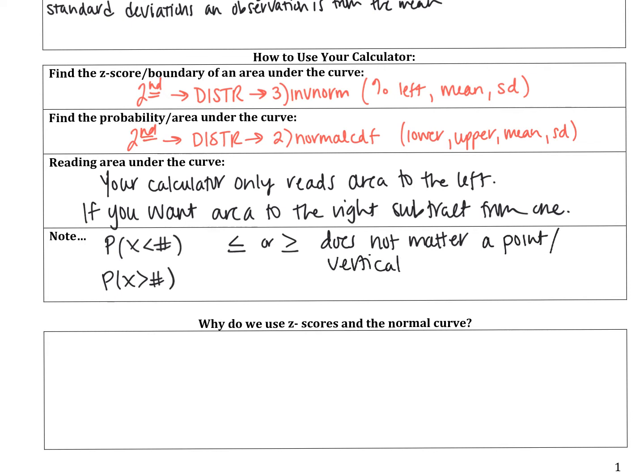So a single point or a vertical line has no area. So the notation does not matter. Some people get really stuck up on it. It does not matter. In your calculator, it will be the same. Including that particular value will not add or subtract any area.